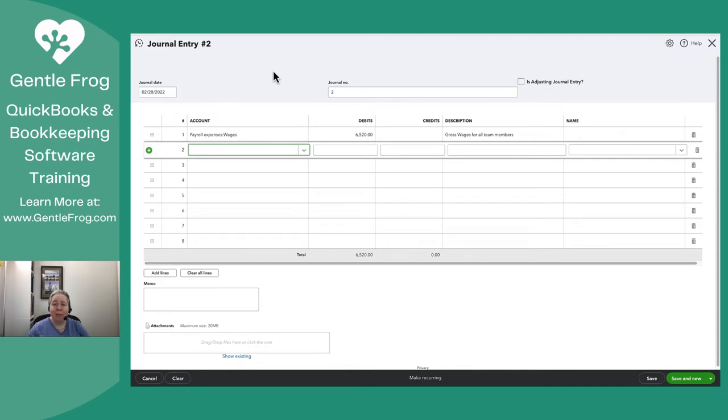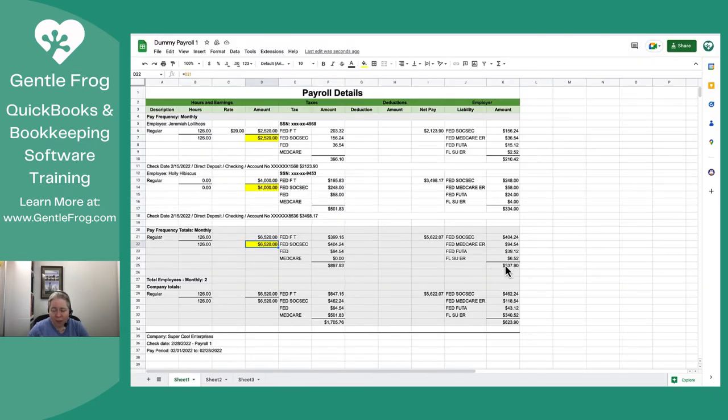Before my team members get that, they lose some money to payroll taxes. I'm going to go ahead and just grab my total here. Nope, wrong side. Grab my total here. Let's give it a different color. So that is these two.